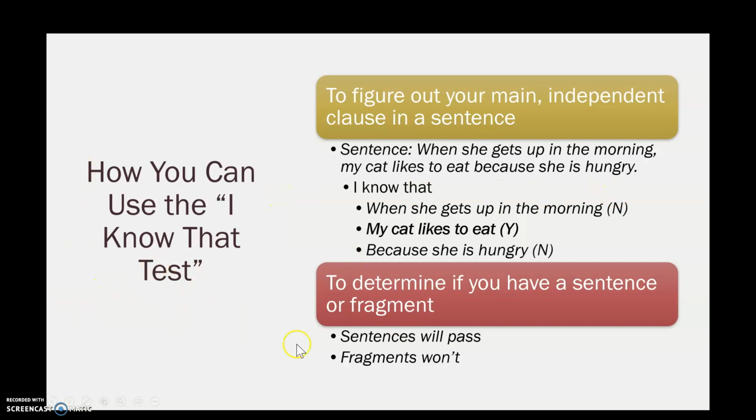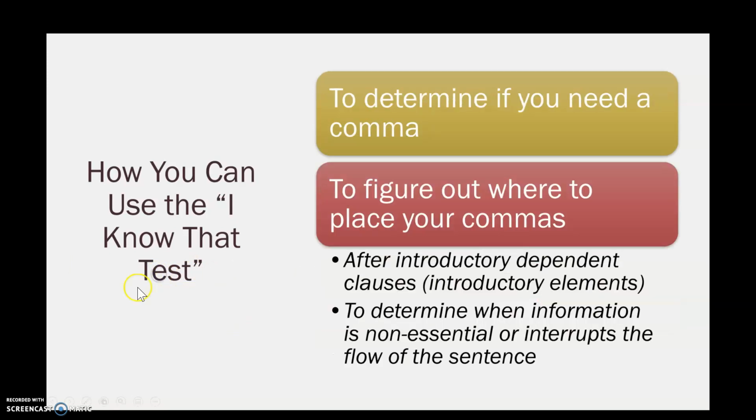You can also use the "I know that" test to determine if you have a sentence or a fragment. A sentence will pass. A fragment will not. You can determine if and where you need to place your commas. So if you can figure out that independent clause and you can figure out what your dependent clauses are using the test, then you can figure out where you need to place commas for introductory elements or dependent clauses, or for non-essential elements, which are those things that break up the flow of an independent clause where you put commas on both sides.